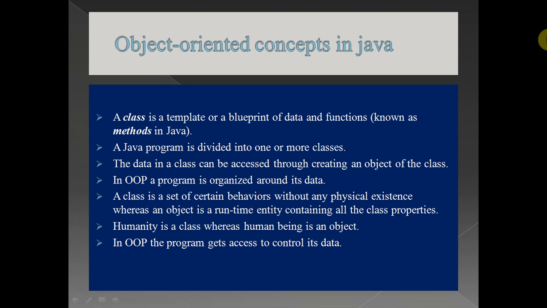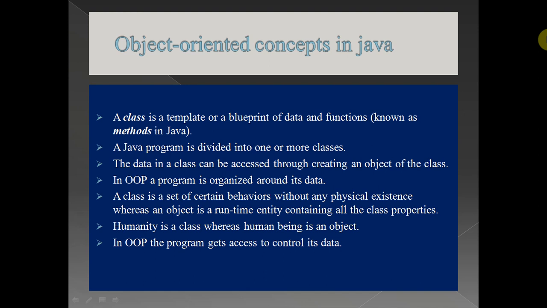In object oriented programming, a program is organized or oriented around its data. What does it mean? That the program cannot directly play with its data. A program can access its data only via creating its objects. That is, without creating objects, the data cannot be accessed. That's why it is object oriented.